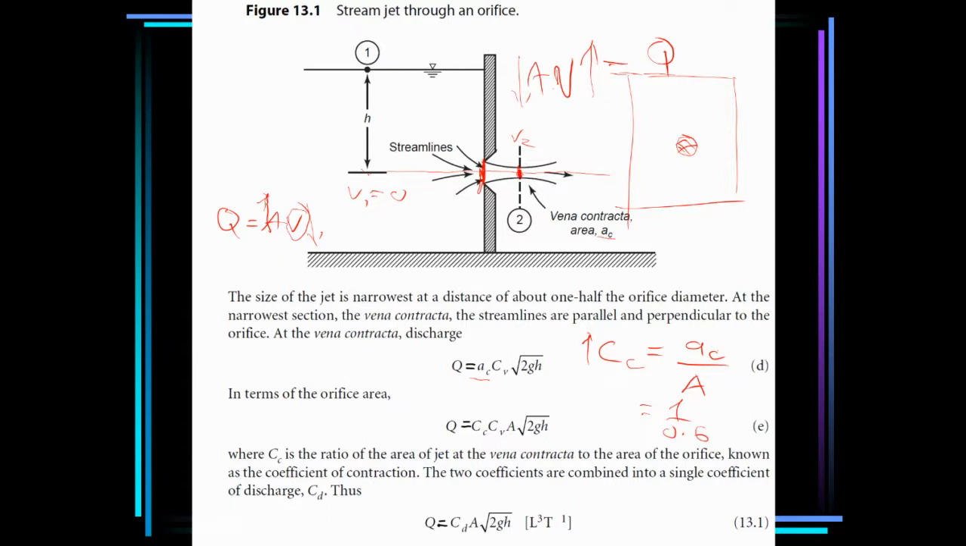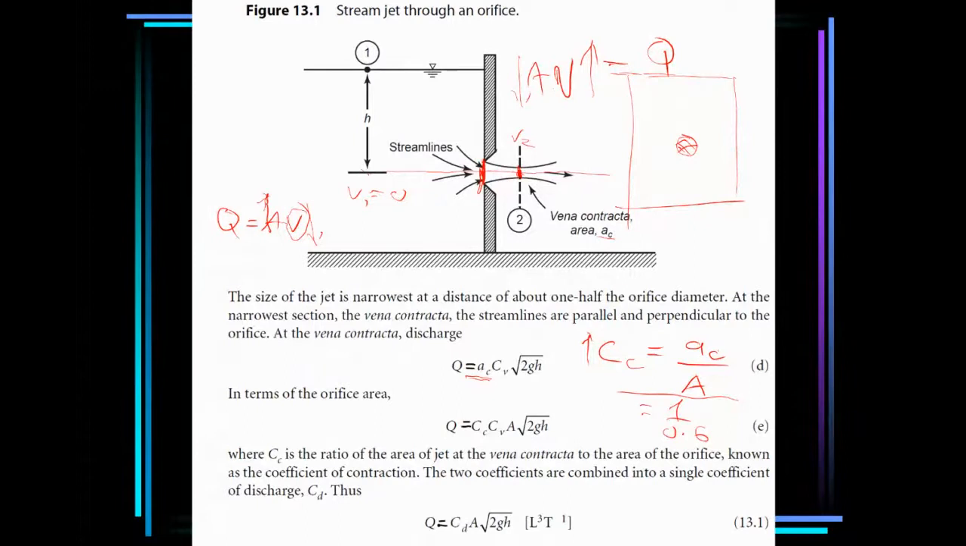Now, AC is simply CC times A, which is substituted here. We substituted AC with CC times A. So this is now the formula for the discharge. That is the product of the coefficient of contraction and the coefficient of velocity, where CC is the ratio of the area of the jet at the vena contracta to the area of the orifice, which is this formula, known as the coefficient of contraction.